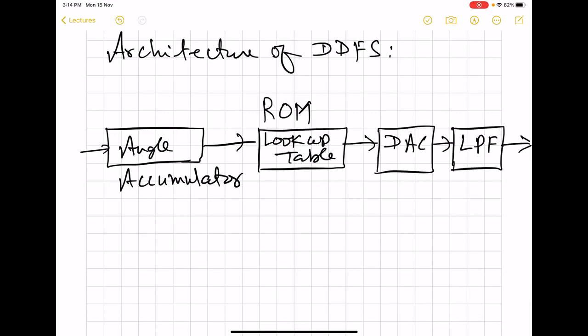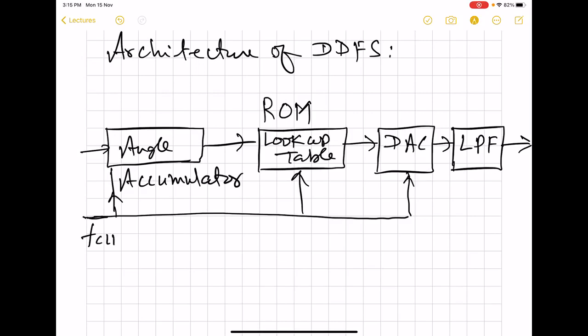And there will be a clock which will basically feed these three blocks, the first three blocks. And it will be, of course, fed by F clock. And there will be another parameter M, fed to the angle accumulator. And this can be used to change the frequency of the output, this FO. So we'll see the relation between FO, F clock, and M.